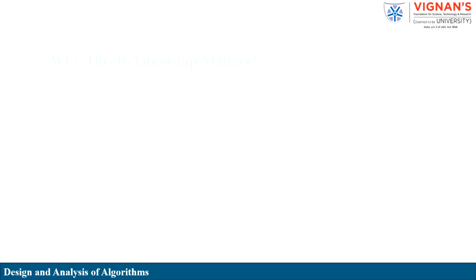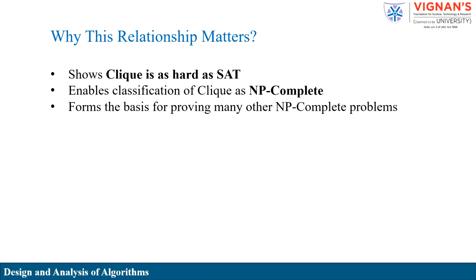Why does this relationship matter? This relationship shows that the Clique problem is as hard as SAT. It allows us to classify Clique as an NP-complete problem. Because of this reduction, Clique becomes a foundation for proving many other problems NP-complete. In short, understanding this relationship helps us understand problem hardness and how complexity results are built in computer science.